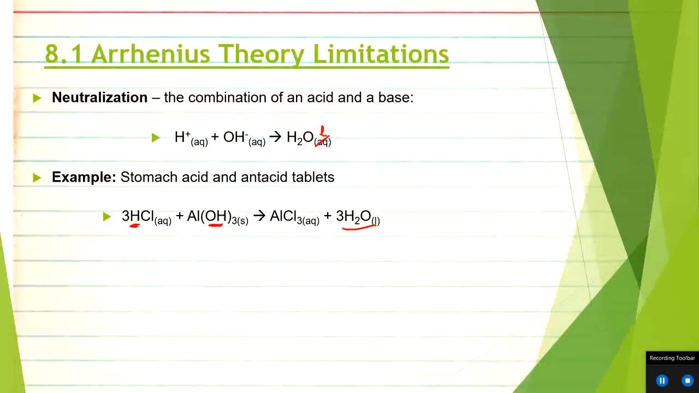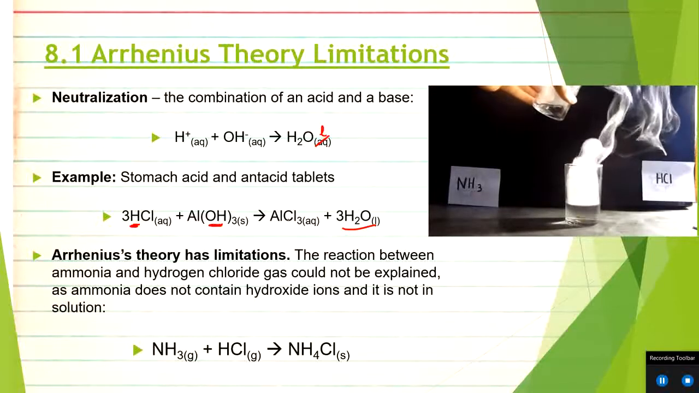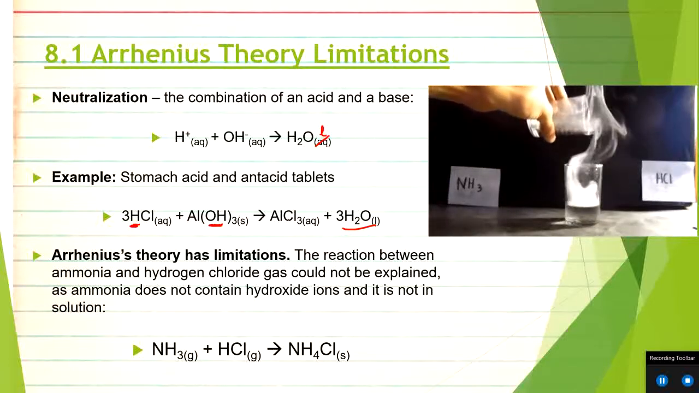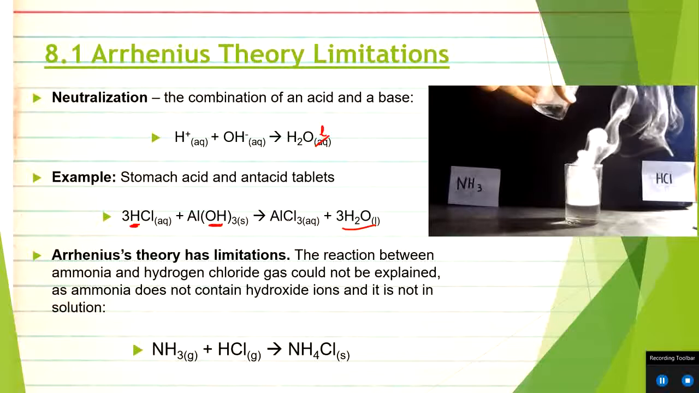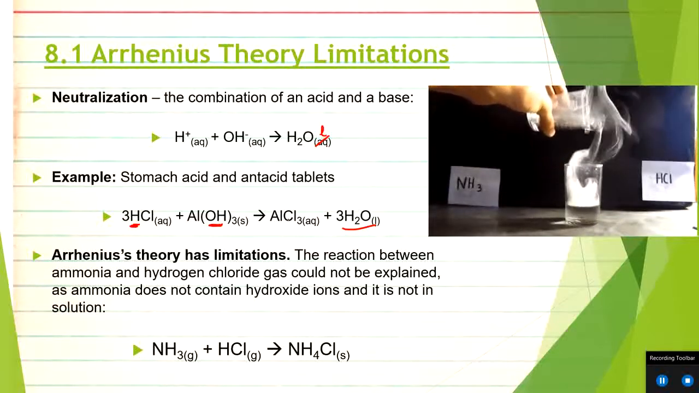Now back to the Arrhenius theory for a second. If you remember, the Arrhenius theory said that when we dissolve an acid, it produces protons, or H3O plus hydronium, and when we dissolve a base, it produces hydroxide, also known as OH minus ions. Okay, so that has some limitations though. The limitation on the Arrhenius theory is that it involves dissolving the acid or base and reacting them in the water, but it couldn't explain the reaction between ammonia gas and hydrogen chloride gas.